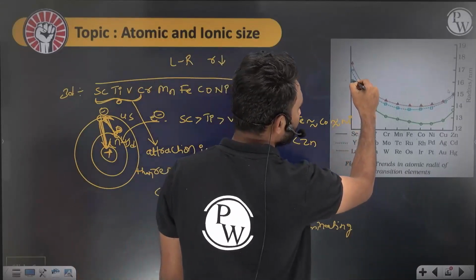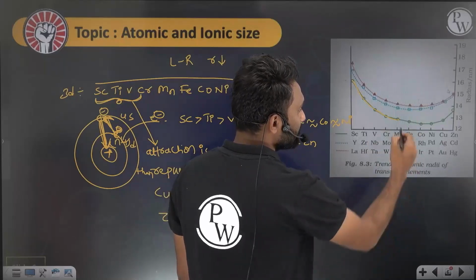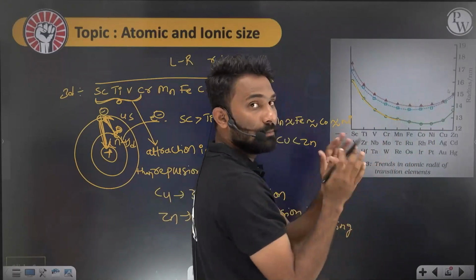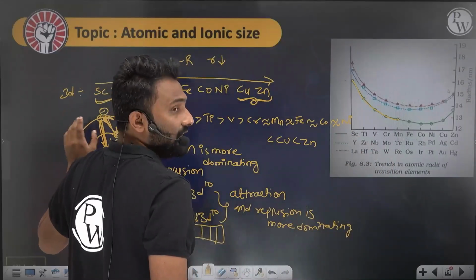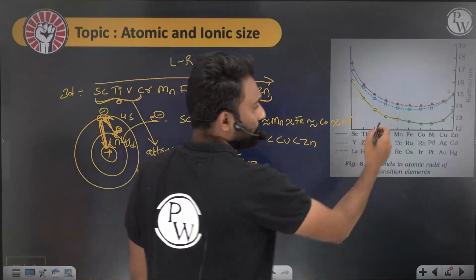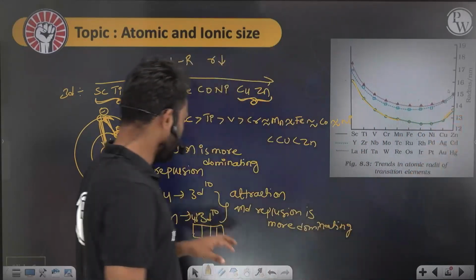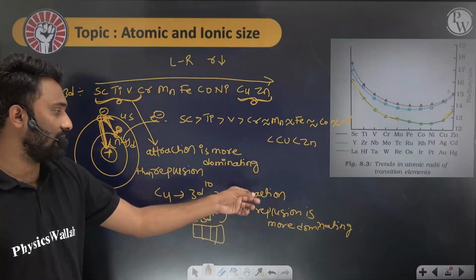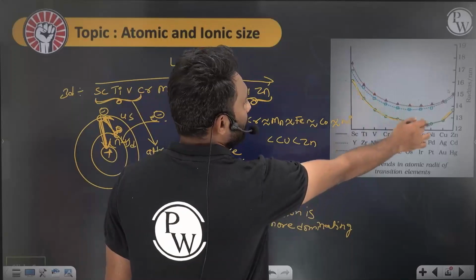Illinda nodi, first up to here the radius has been decreased. Here the repulsion and the attraction are balancing; they cancel out each other. How much repulsion is happening, that much attraction is also happening. So the radius is the same. But when it comes to copper and zinc, due to the presence of stable electronic configuration, alinda repulsion ಜಾಸ್ತಿ ಇದೆ more than the attraction. Okay, now this is the atomic size.